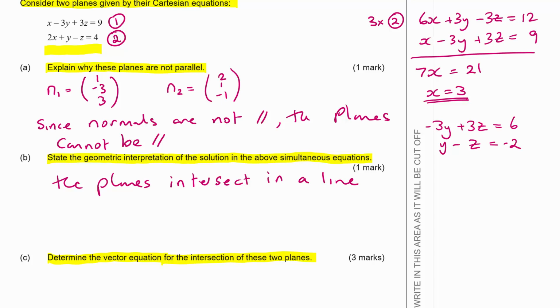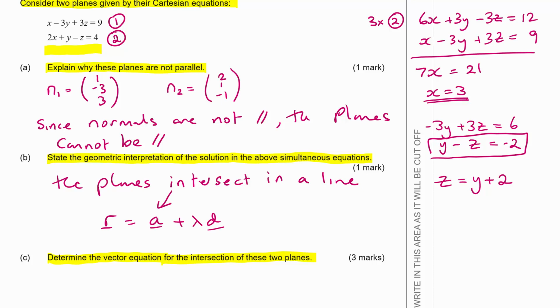Now either of these can be used. We're going to use this one, and we are going to write that as z = y + 2. Now remember, a line can be written in the form r = a + λd, where a is going to be a point on the line, and d is going to be the direction of the line.